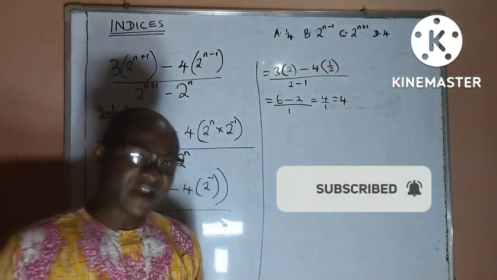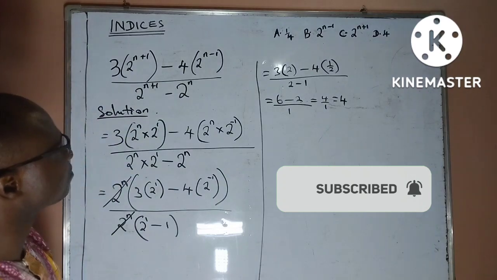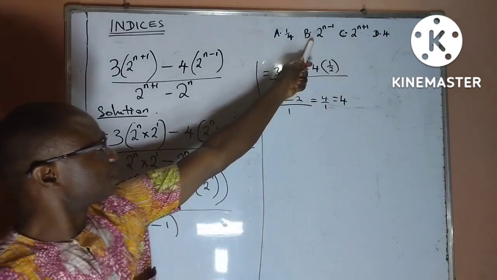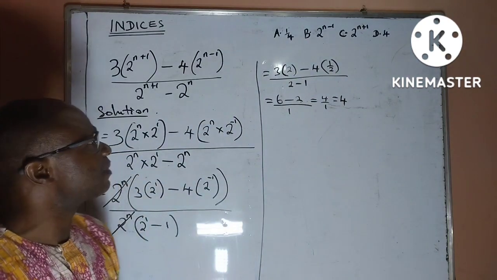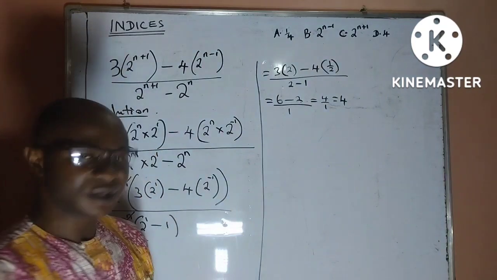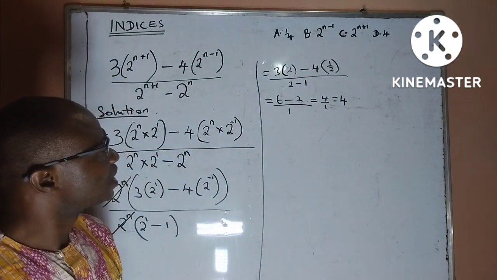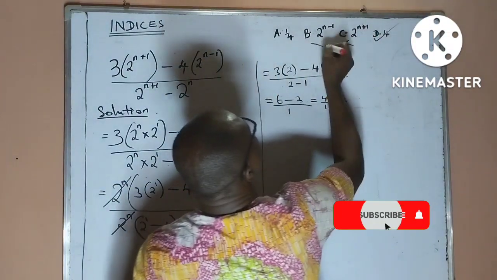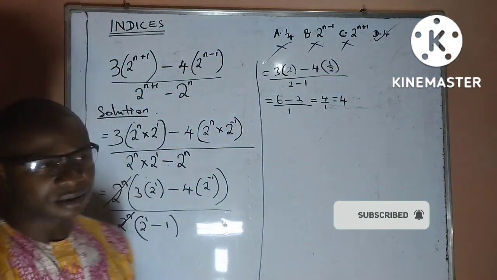And from the options provided, option A is wrong, 1 over 4 wrong. Option B is not correct, 2 raised to the power n minus 1. Option C also wrong, 2 raised to the power n plus 1. Then option D, 4, correct. So option D is correct. This and this are all wrong.